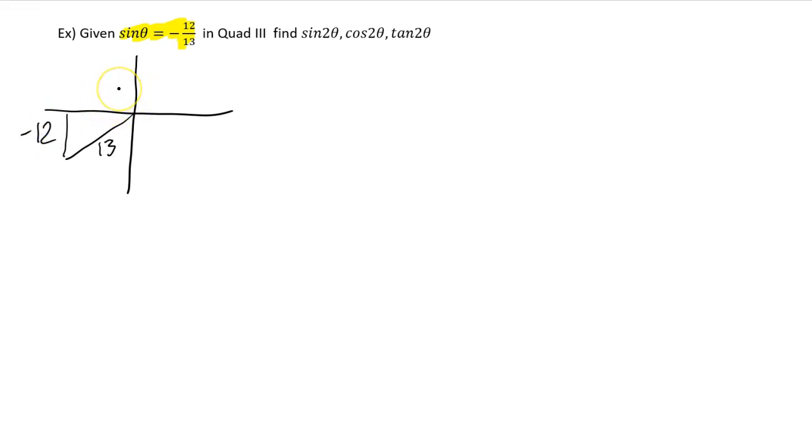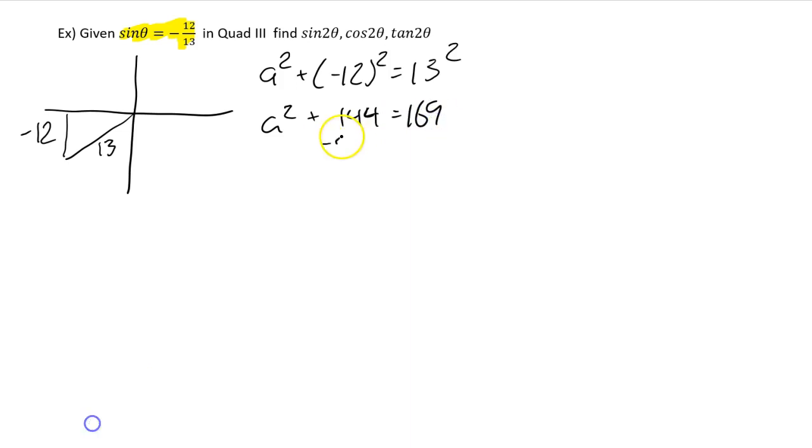But we still want to find our other value because we know we're going to have to use cosine. So I'm going to do the Pythagorean Theorem. So a squared plus negative 12 squared equals 13 squared. So a squared plus 144 equals 169. And we know we're going to subtract those values. So a squared equals 25, which will give us a value of 5. So that will be this other piece on my triangle.